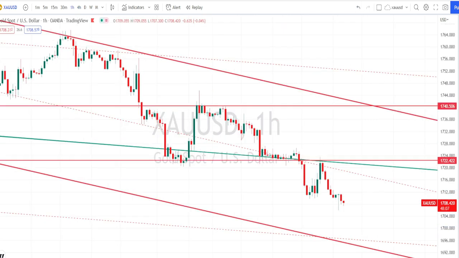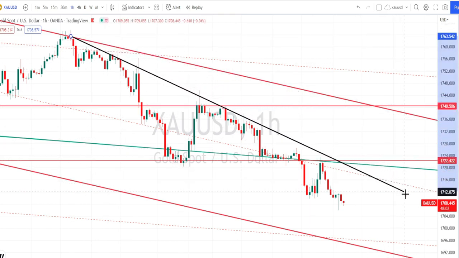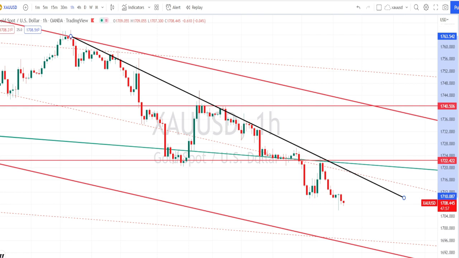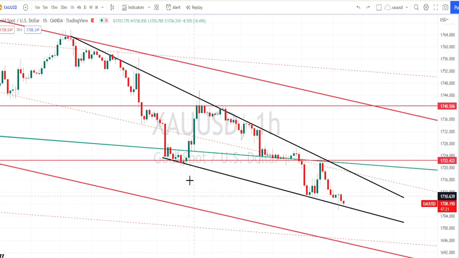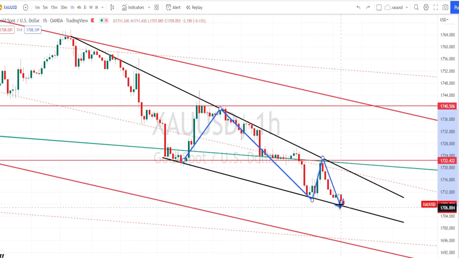For the hourly time frame also, I am drawing a resistance line over here where the price action has been respecting this resistance line, and currently the price action is in a very nice bearish trend. And also we are noticing the consolidation to be starting over here. So wait for the price action to break this support line in order to continue trading on the bearish side.